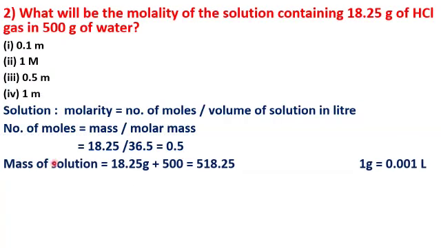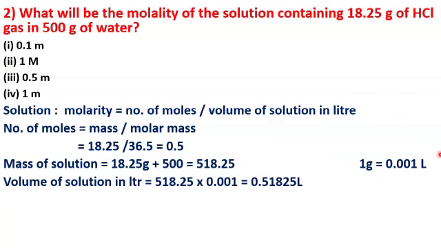Next you have to calculate mass of the solution. So it is equal to combination of solute and solvent. So solute is 18.25 gram here, that is HCl gas, plus water is 500 gram. So it will give rise to total mass of the solution, that is 518.25. Next you have to convert this mass. So it is in gram, you have to convert it to liter. So for that the standard you have to use here: 1 gram is equal to 0.001 liter.